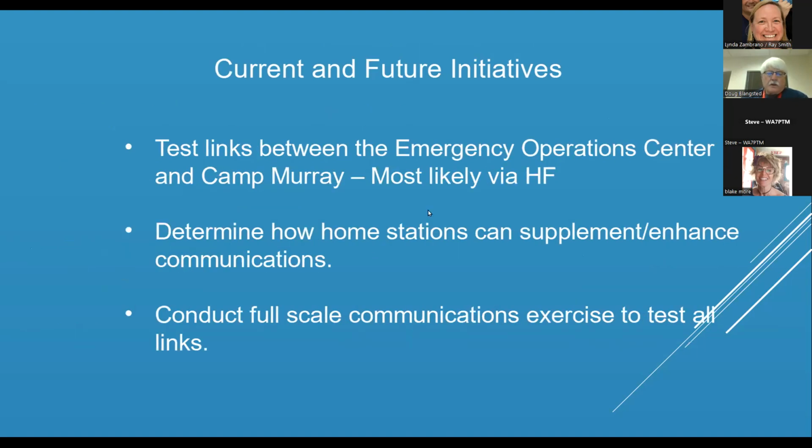So more current and future initiatives: test the links between the Emergency Operations Center and Camp Murray. That's another one. That's most likely going to be HF, sorry, not VHF, and maybe on SHARES, one of the SHARES frequencies. And then home stations can definitely supplement and enhance the communications, and we want to incorporate them and find out the best way to do that. And I'm working towards a full-scale communications exercise towards the end of summer, maybe over one of the 5th Saturdays, quarterly exercises, to exercise our plan to see how it's going to work.